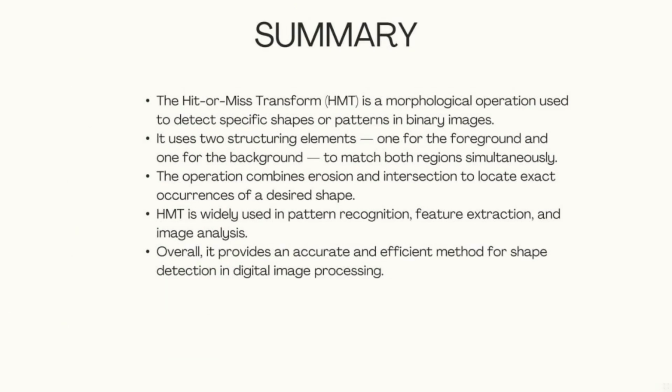To summarize, the hit or miss transform, HMT, is a powerful tool in morphological image processing used to detect specific patterns in binary images. It relies on two structuring elements, one for the foreground and one for the background. By combining erosion and intersection, it precisely locates shapes that match both structures simultaneously. Through our Python implementation, we saw how it accurately identifies shape locations, making it an essential technique in pattern recognition and image analysis.